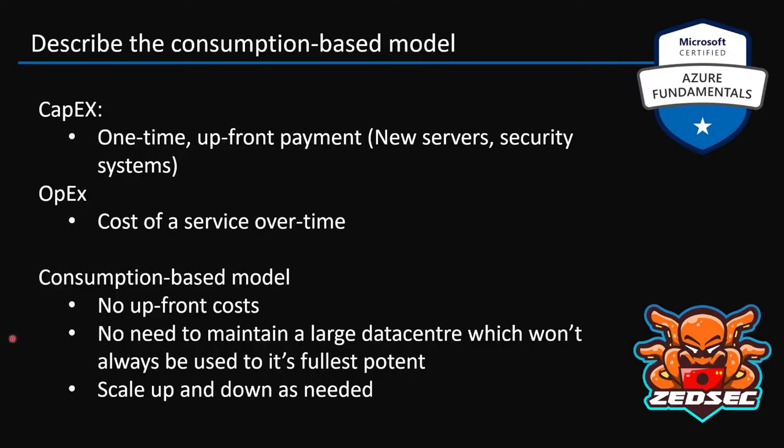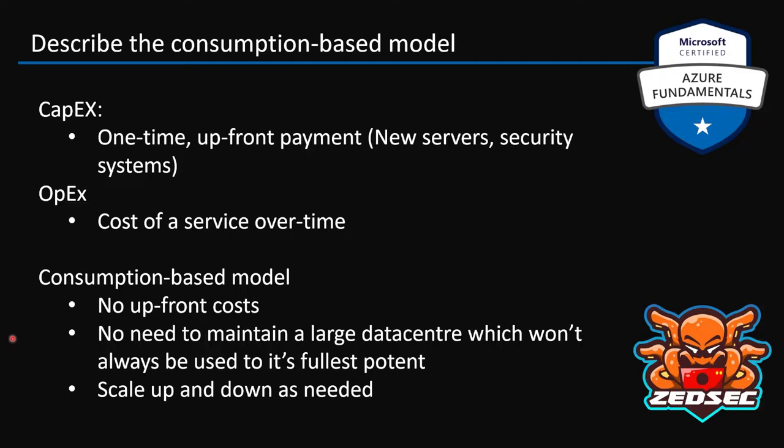So now we're going to talk about the consumption-based model. There are two types of expenditure models in the consumption-based model. CapEx, which is one-time upfront payments. That's like buying new servers or security systems. And OpEx, operational expenditure. That's the cost of the service over time.